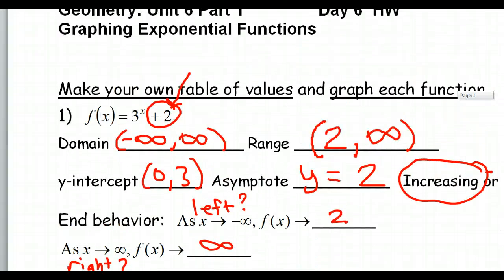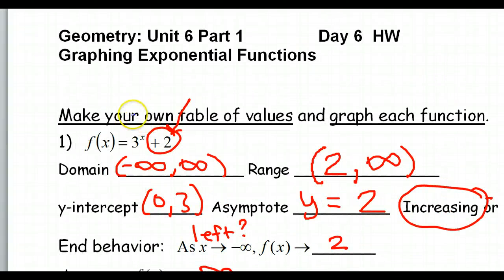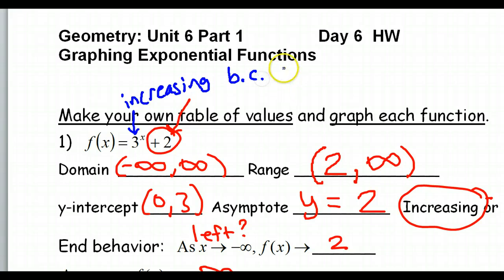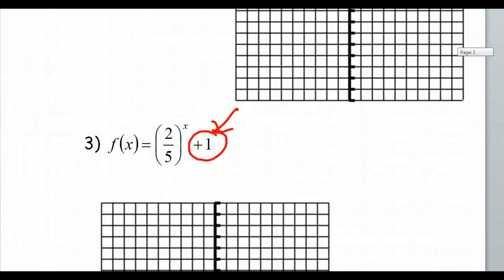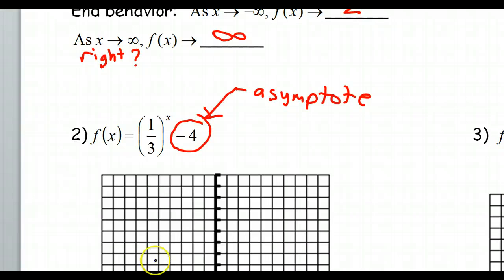Now, this graph was increasing. One way we knew ahead of time that it would be increasing is because of this value right here. This value tells us it's going to be increasing because it's greater than 1. If this value is greater than 1, the graph is going to be increasing, meaning it will flow upwards from left to right.